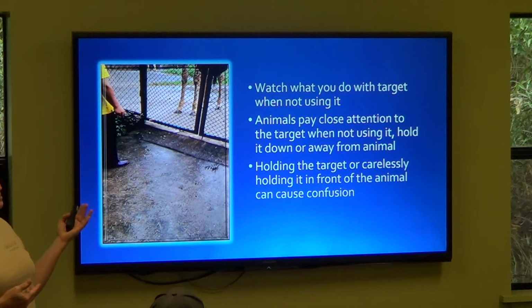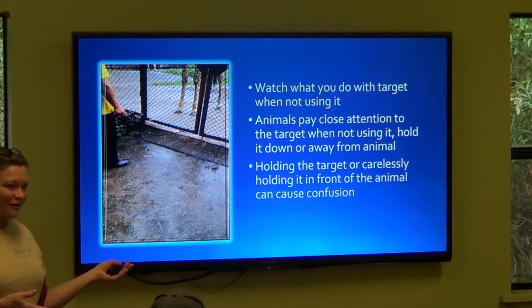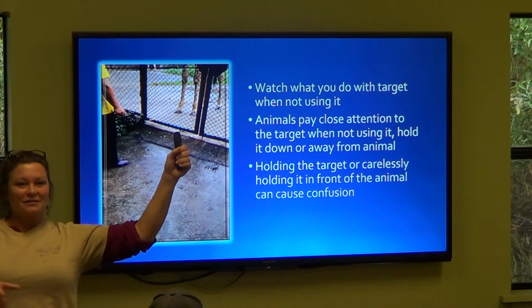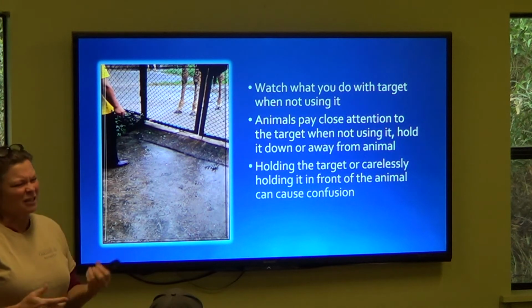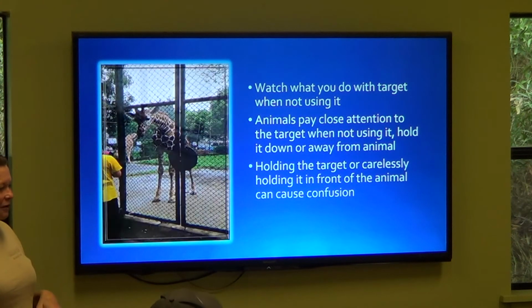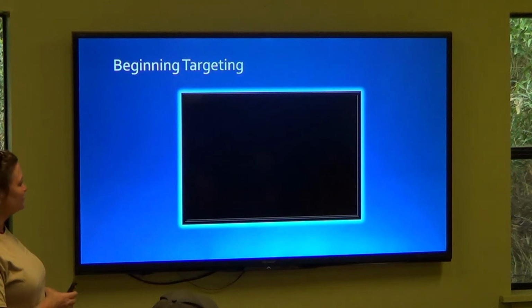This is an animal that's brand new to training, has just been heavily reinforced for touching the target, and now you're holding the target and saying go. That thing's there, I want to stay and touch it. So again, it's a powerful tool. Just think about how you're using it and what you're doing with it.